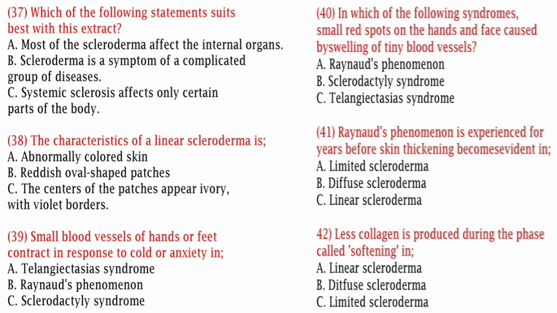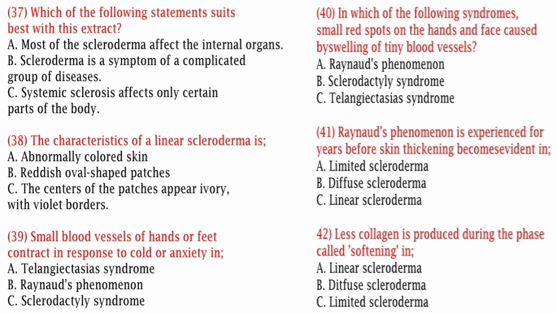Sclerodactyly. Thick and tight skin on fingers results from deposits of excessive collagen within skin layers. Telangiectasia. Small red spots on the hands and face are caused by swelling of tiny blood vessels. Systemic sclerosis is further divided into two categories, called limited and diffuse. Typically, limited scleroderma has a gradual onset and is restricted to certain parts of the skin, such as hands, fingers, lower arms, face, and legs.